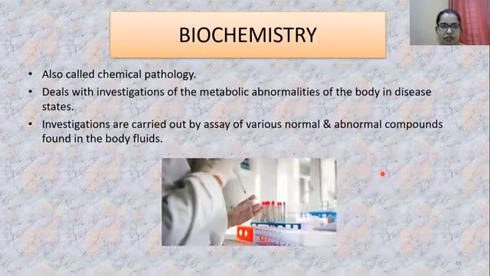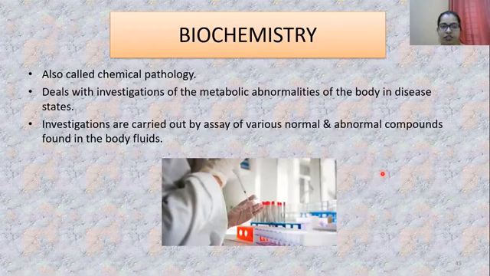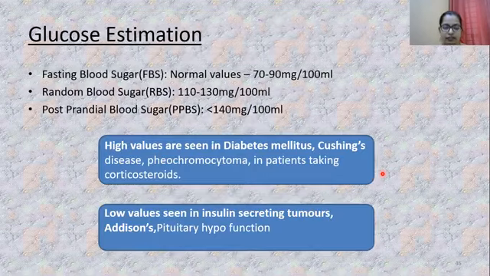Moving on to biochemistry, it mainly deals with the investigation of metabolic abnormalities of the body in disease. And in this, the investigation which is very important in dentistry is the glucose estimation, the fasting blood glucose level. Normally, it is 70 to 90 milligrams per deciliter.